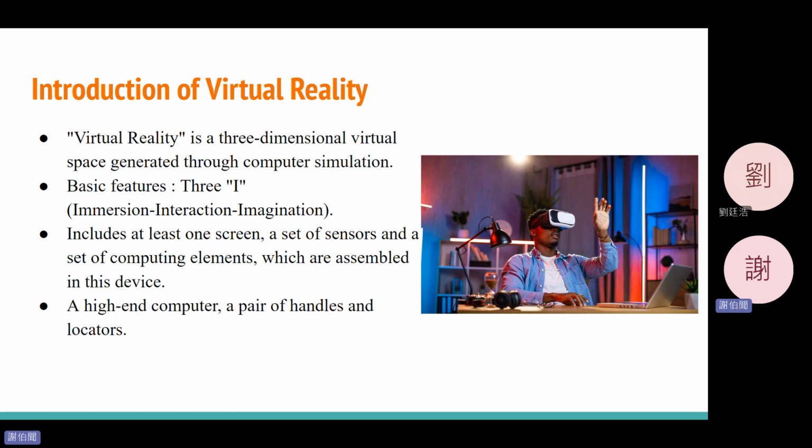The screen is used to display the simulated image, which is projected on the user's retina. And the sensor is used to measure the user's rotation angle. And the computing element collects the data from the sensor to determine what the screen displays. Also, a high-end computer and hand controllers are needed.